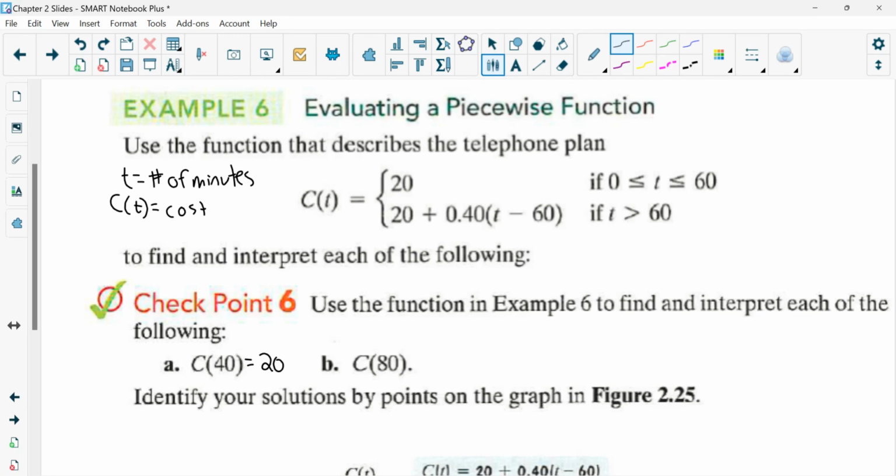If we were at 80 minutes, that means we're using the bottom equation and putting 80 in for the t. And so it'd be 20 plus 0.40 times 80 minus 60. And then we can go ahead and subtract that. So 0.4 times 20 is going to be what? So, 8, and then 8 plus 20 is 28. So if you used 80 minutes, it would cost you $28.